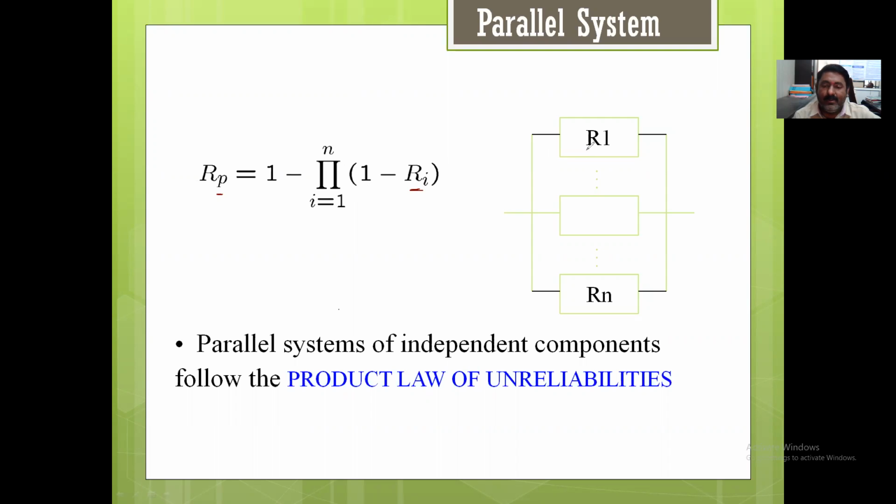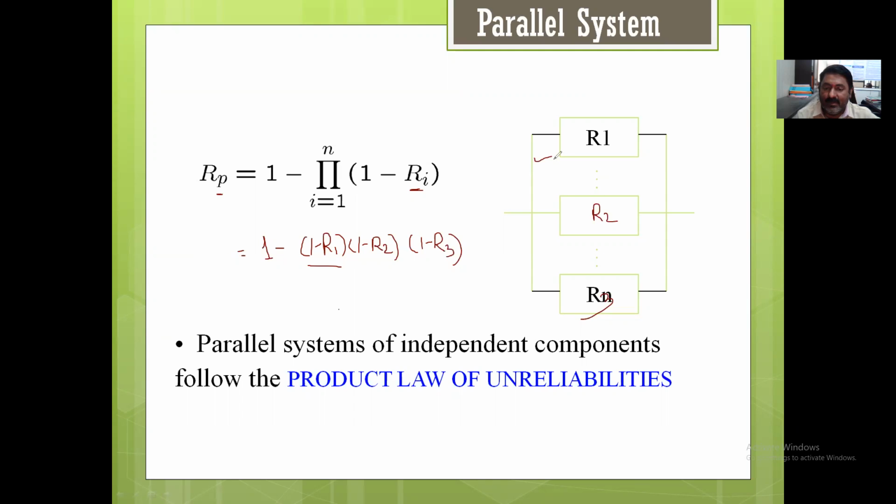So let us say that there are R1, R2, and R3. Three components are there. So here you can say it is 1 minus the product of (1 minus R1), (1 minus R2), (1 minus R3). So this is the product of (1 minus Ri).